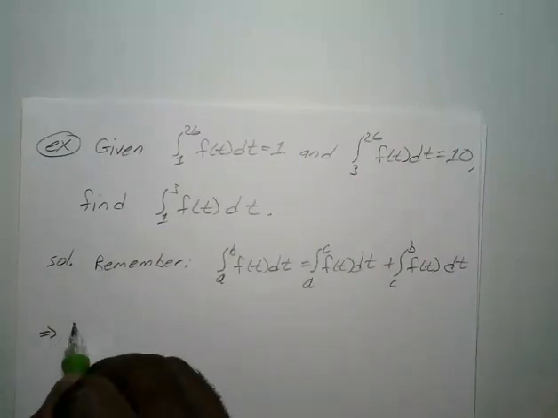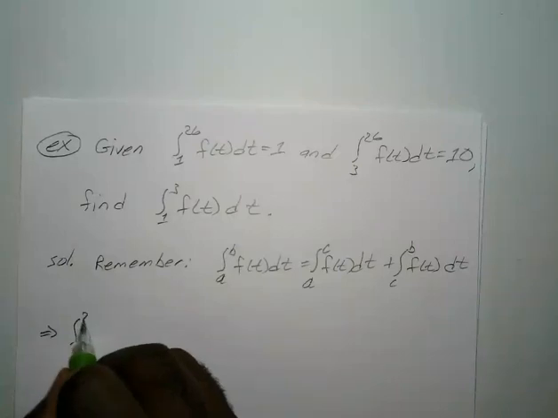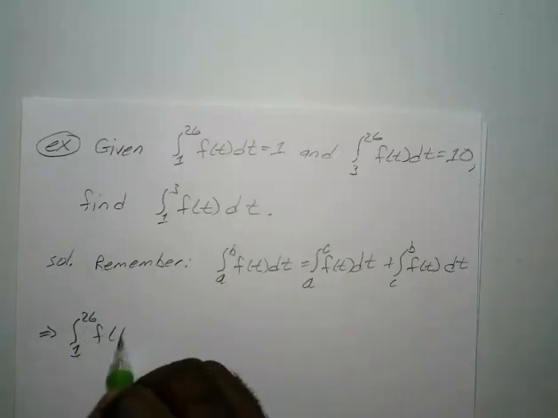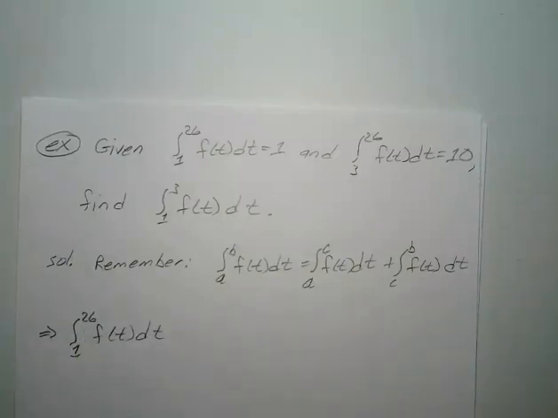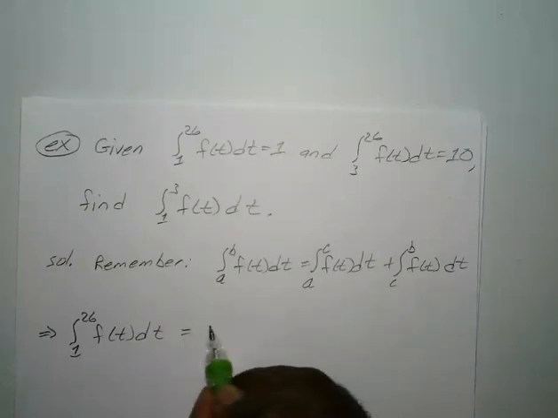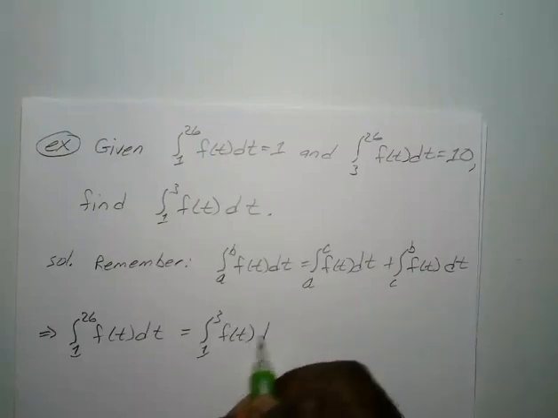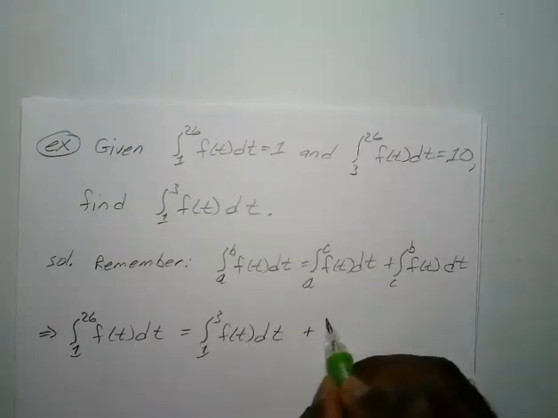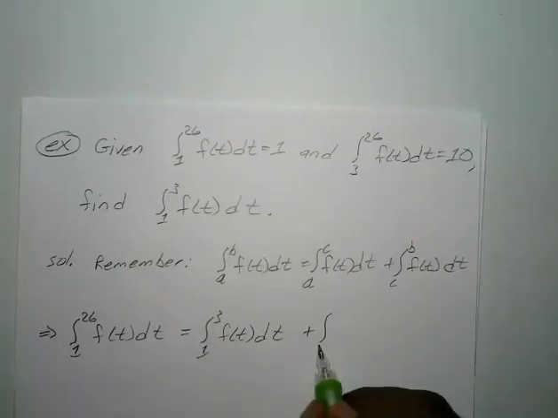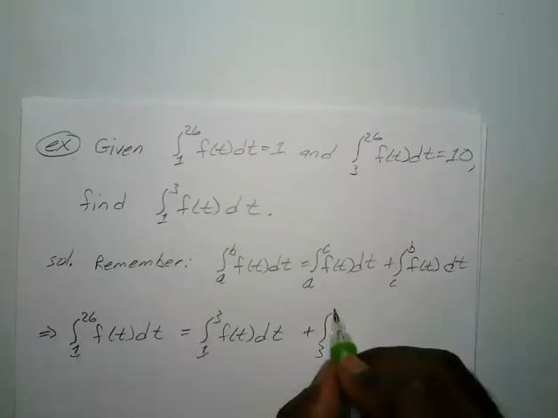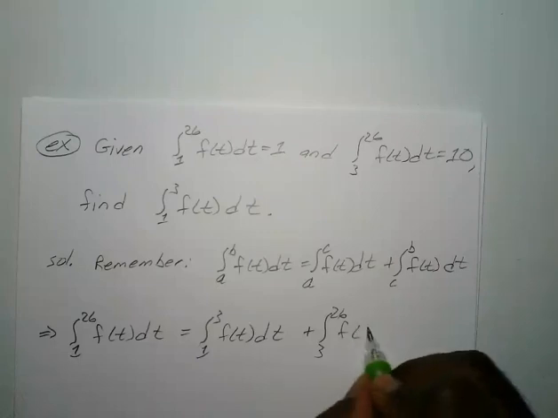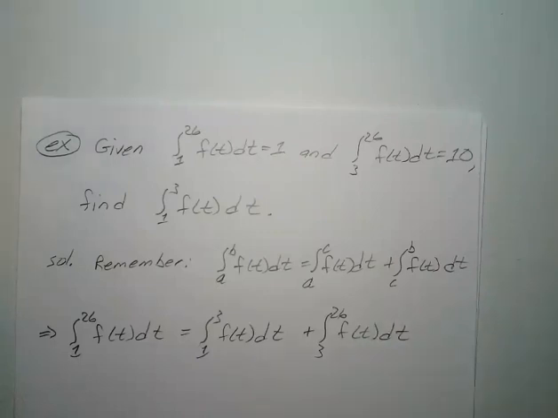we can see that our integral from 1 to 26 of f of t with respect to t is equal to the integral from 1 to 3 of f of t with respect to t, plus the integral from 3 all the way up to 26 of f of t with respect to t. Okay, so that gives us something to start with.